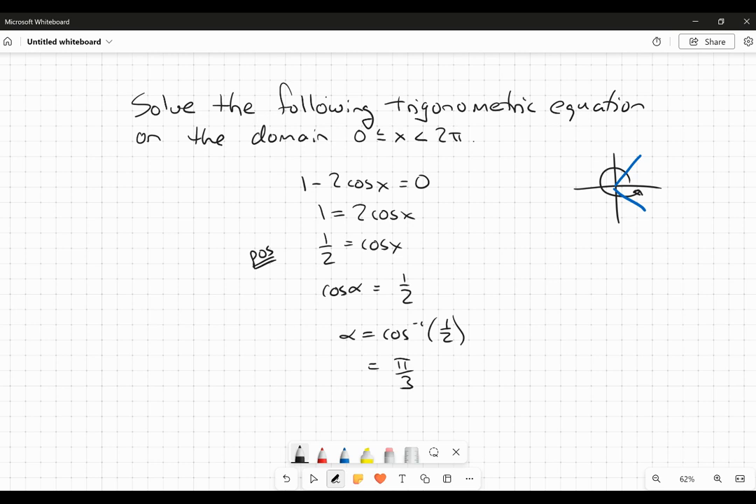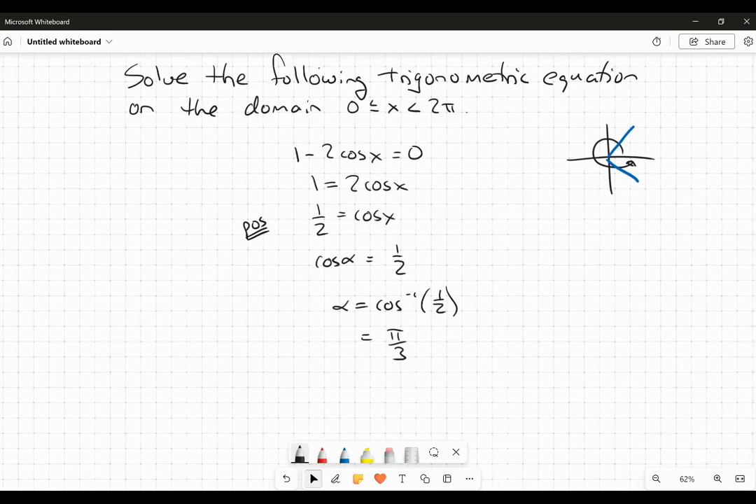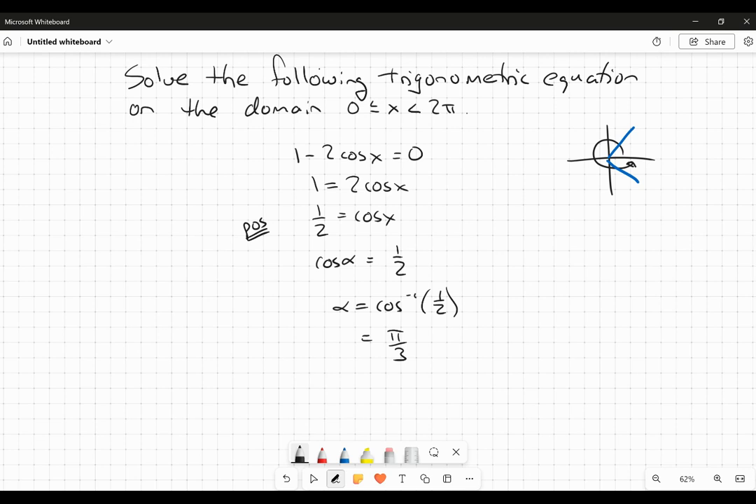And we're working in radians. You can see that from the question here. The domain is in radians. So for x, if we put x in quadrant 1, that first positive rotation is going to give us a positive angle of pi over 3.